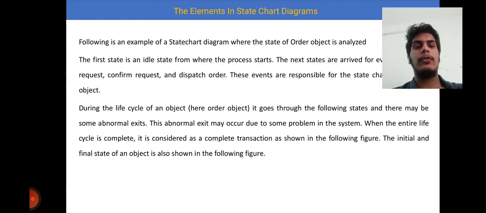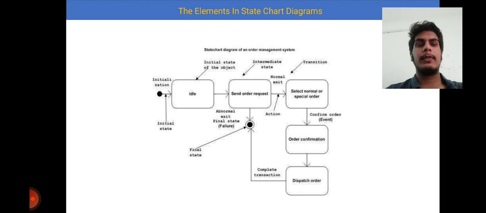As shown in the following figure, the initial and final state of an object is also shown. This is the state chart diagram of an order management system.